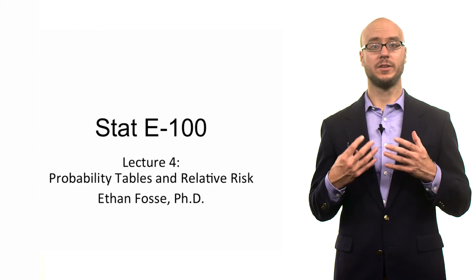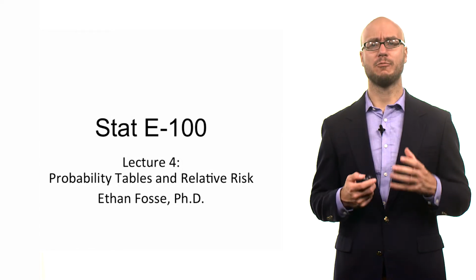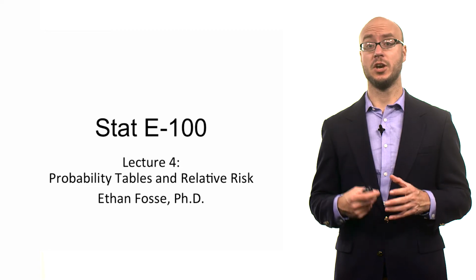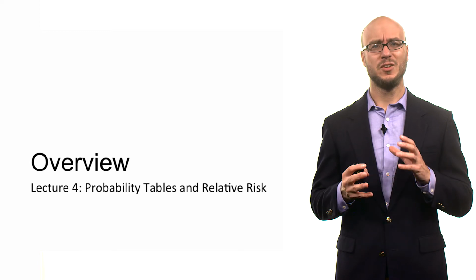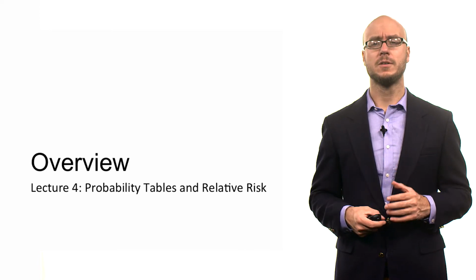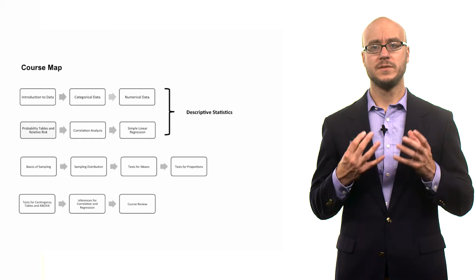For this lecture, we're going to talk about probability tables and relative risk, a measure of association for two categorical variables that are binary. So just to give you an idea of where we are in the course right now, we're still talking about descriptive statistics.